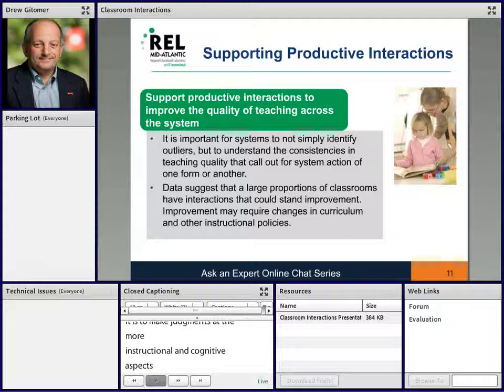Now, one important finding in the research that's been done is that there's a great deal of commonality of practice across classrooms. If we're going to improve teaching, we need to recognize and respond to the fact that certain aspects of teaching are relatively weak and weaker than other aspects of teaching across most teachers. Improving teaching for all students will require more than simply identifying a small set of teachers. Teaching in general needs to be improved, and we need to understand the ways in which it can be improved, including changes in curriculum and policy.